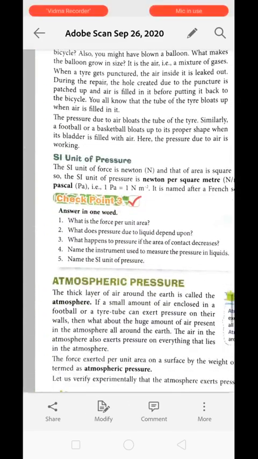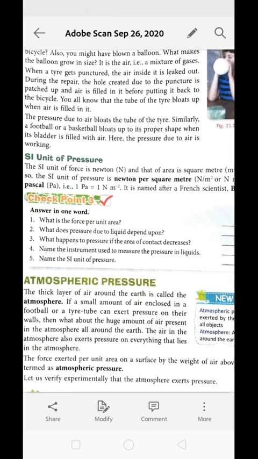Now we are going to move toward checkpoint 3. That is, the questions have to be answered in one word. What is force per unit area? It is pressure. What does pressure due to a liquid depend upon? Pressure due to a liquid depends upon the depth of the liquid. Next is, what happens to the pressure if the area of contact decreases? If the area of contact decreases, the pressure will increase. Okay. Fourth question, name the instrument used to measure the pressure in a liquid. It is the manometer.